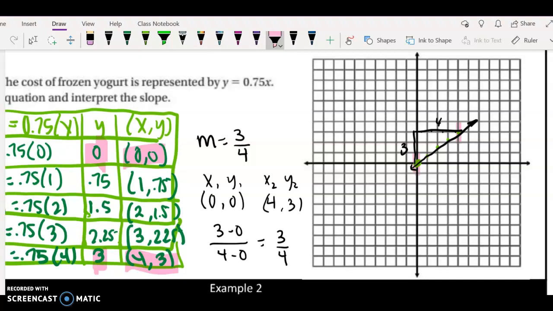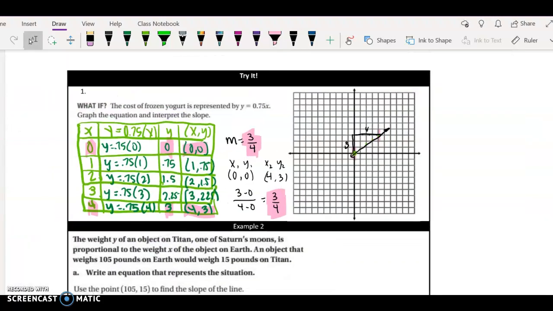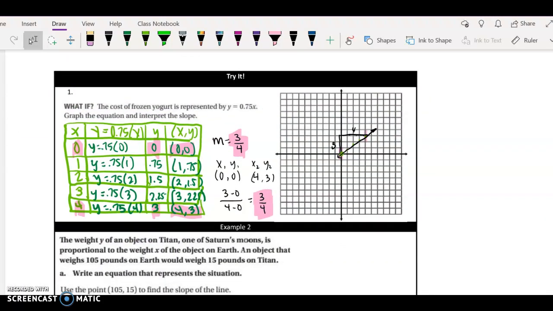And then for method 2, I used my x1 and y1 as 0, 0, and my x2 and y2 as 4, 3. So 3 minus 0 gave me 3. 4 minus 0 gave me 4, so I got 3 over 4 both times. So either method works. You can use either one.